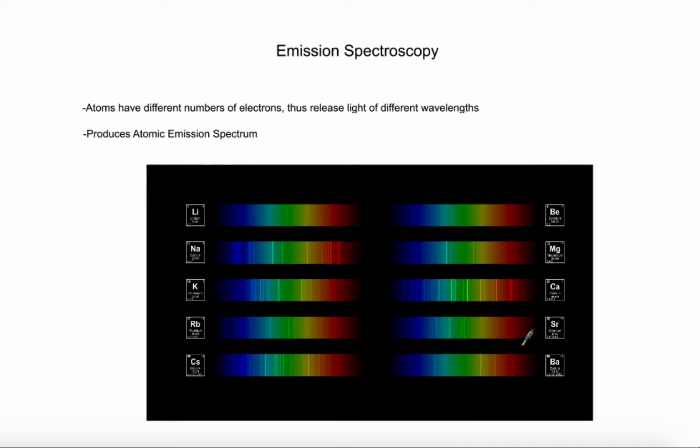The atomic emission spectrum for an element is very unique. It's kind of like a fingerprint for the element. If you go and actually add some light to it or electricity, you can actually see that every element will have its own unique color because it's emitting its own unique spectrum.